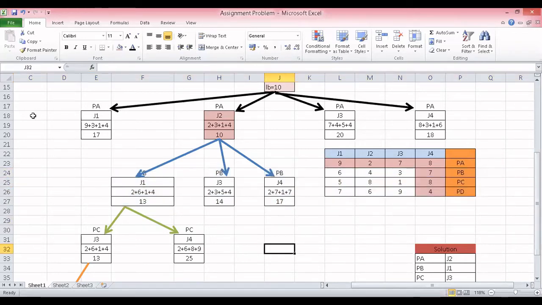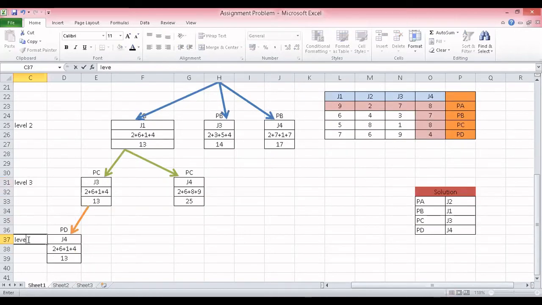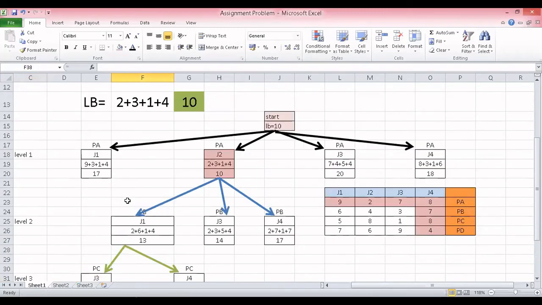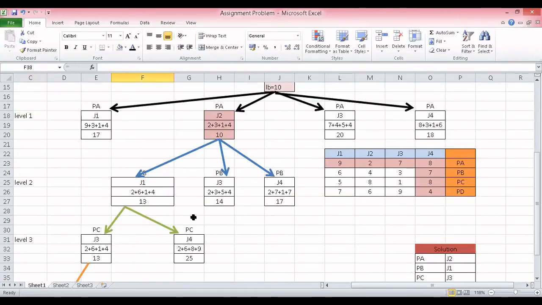This is my level 1. This is my level 2. This is my level 3. This is my level 4. Now I am in my level 2. For person B, if I assign job 1, what is the cost? If I assign job 3, what is the cost? If I assign job 4, what will be my cost? I'm going to calculate that.